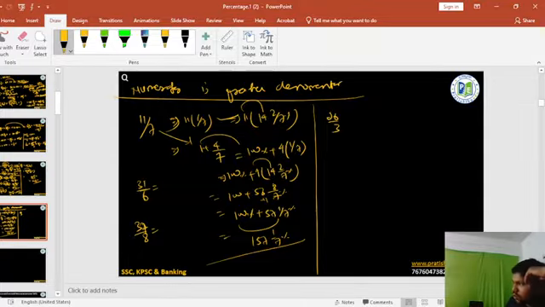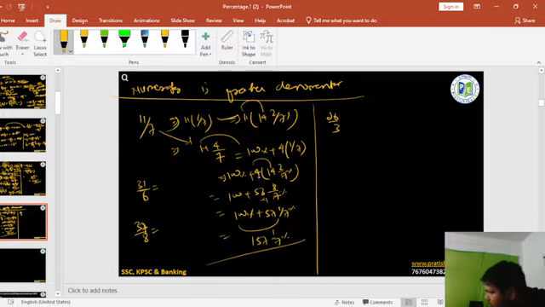1 by 7 is 14 and 2 by 7%. You all already know that, no? 1 by 7 is how much in percentage form? It is 14 and 2 by 7%. Write it down, and in the same way you multiply it.